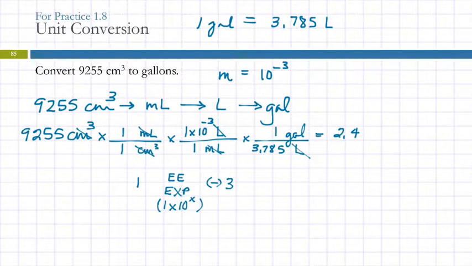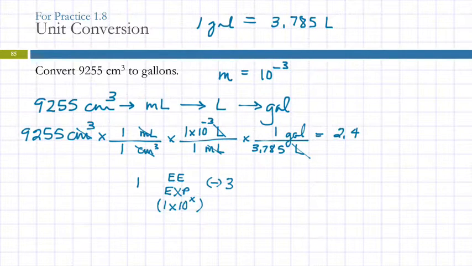2.4. Now I can look at this and predict how many significant figures I'm going to need. This has 4. This is exact. That's within the metric system. This is within the metric system. That's exact. Is this exact, gallons to liters? No. This is saying exactly 1 gallon is approximately 3.785 liters. This has 4 sig figs. So I've got 4 and 4. My answer should have 4.